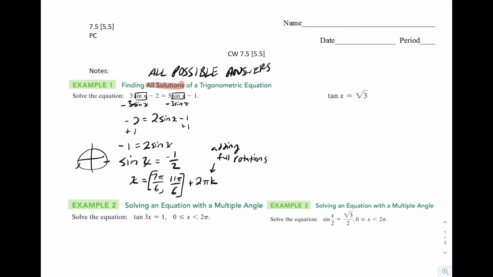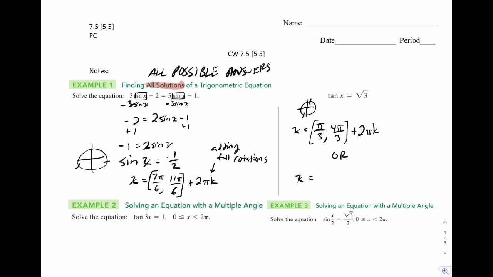So now let's look at this tan problem. Notice how this is actually easier because it's already solved for us. Tan is equal to root 3, so that happens at these two tick marks. So we can write x must equal pi over 3, 4 pi over 3, put a big bracket, plus 2 pi k. Now, if you want to be fancy, you can actually combine it.